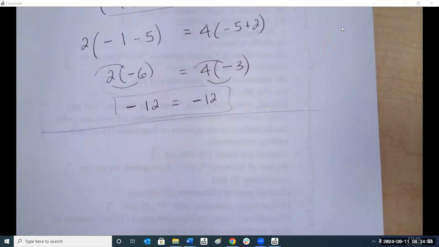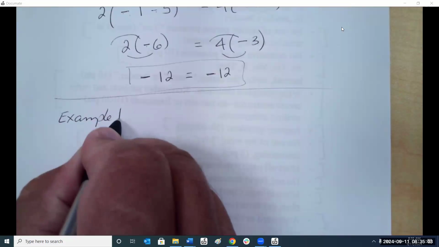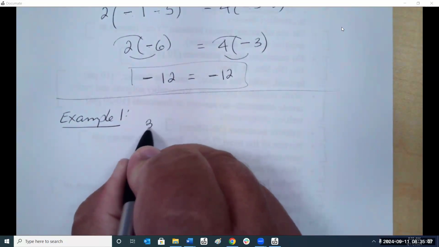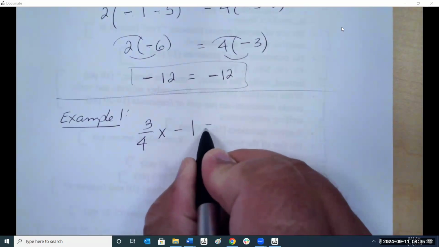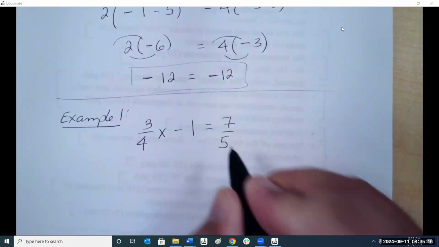So let's look at this. That's the procedural aspect of it. Let's look at our example sheet. Example 1. We have 3/4 x minus 1 equals 7/5. I really think the first two should have been switched, but I'm glad they put this one in there.